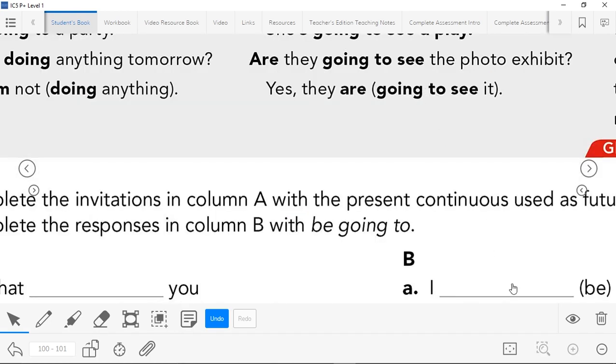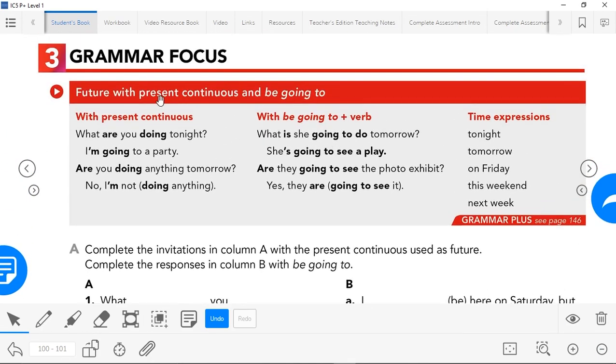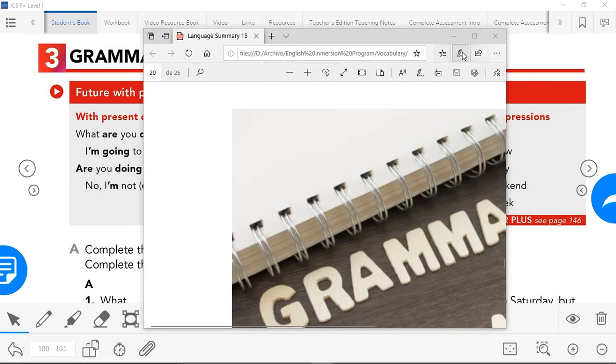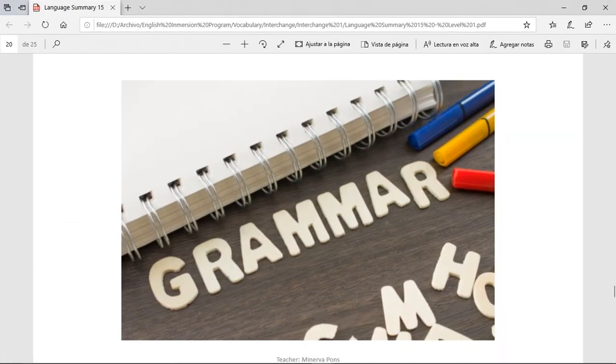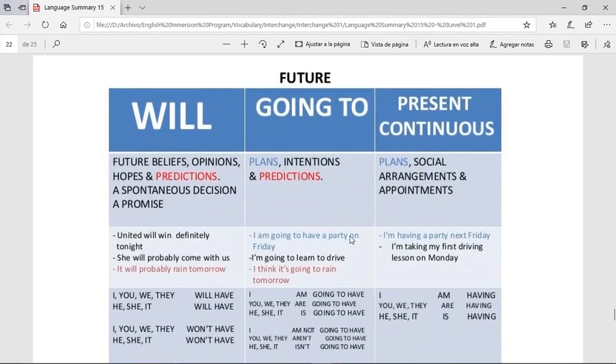Well, today on the grammar we're going to have something really interesting: the future with present continuous and be going to. Different ways to talk about the future. And not only that, we're going to see multiple ways to talk about the future, okay? So I have my material, as always, the grammar. We're going to talk about the future in different ways.